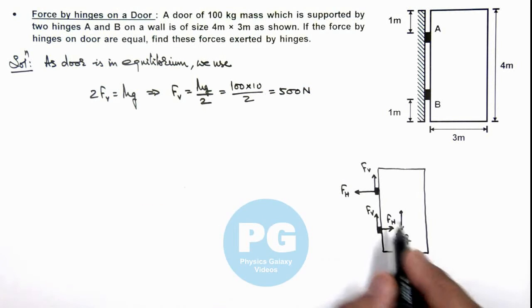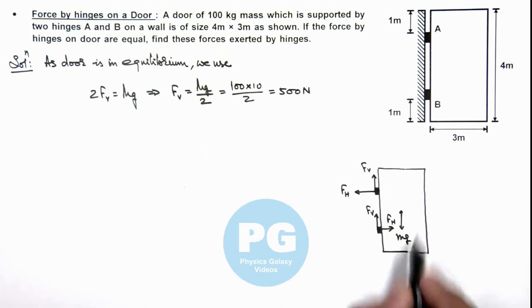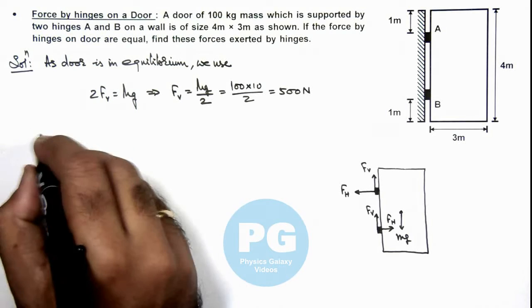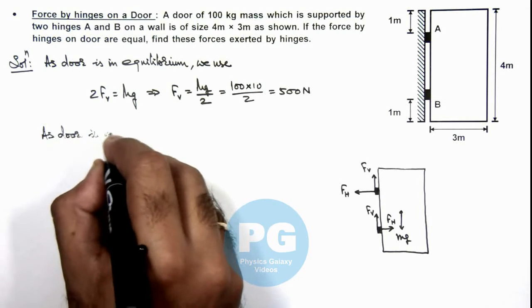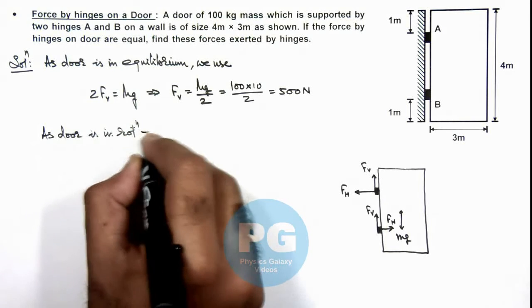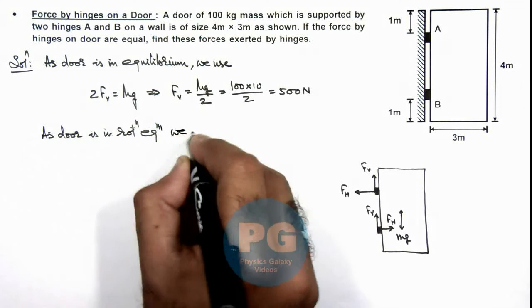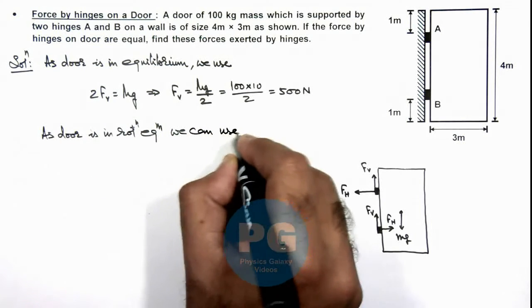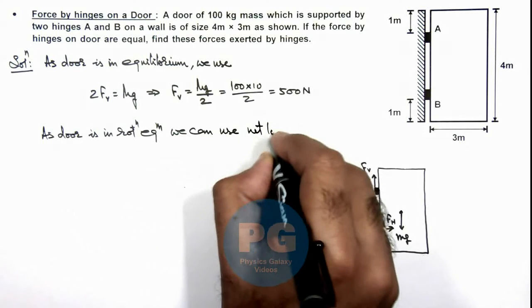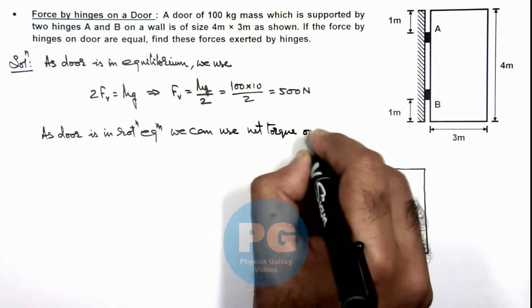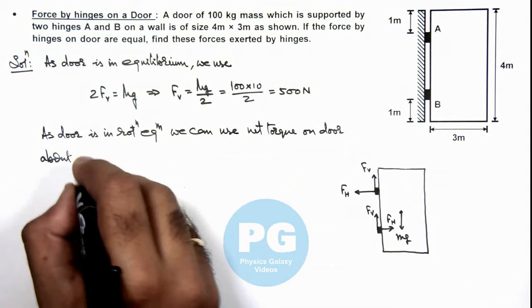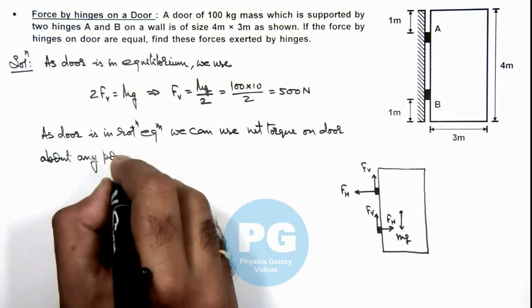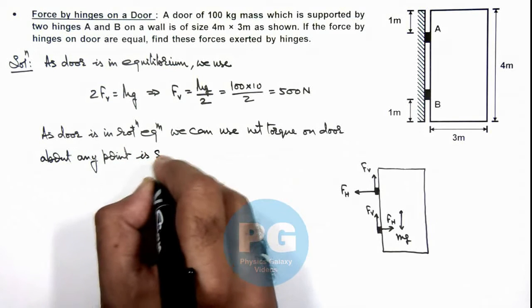And if we wish to calculate the horizontal force by the hinges, we can make use of rotational equilibrium of the door. We can write as door is in rotational equilibrium. We can use net torque on door about any point is 0.